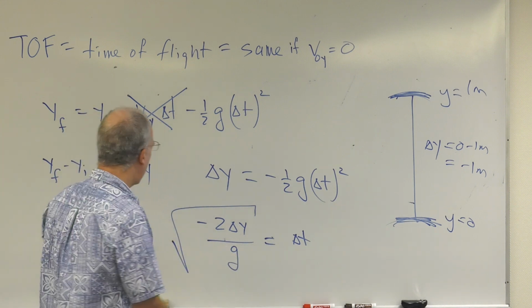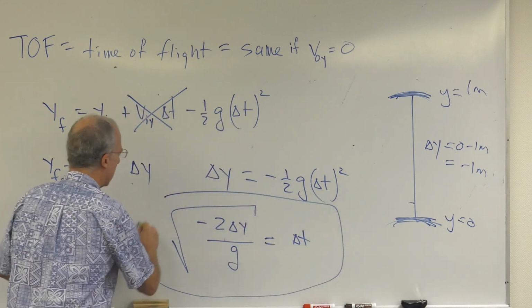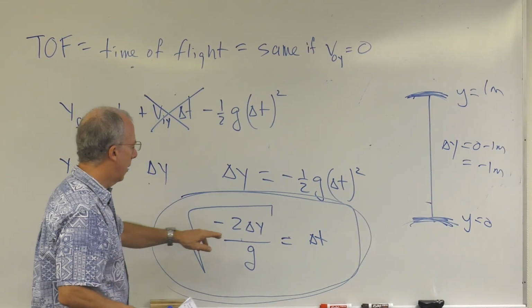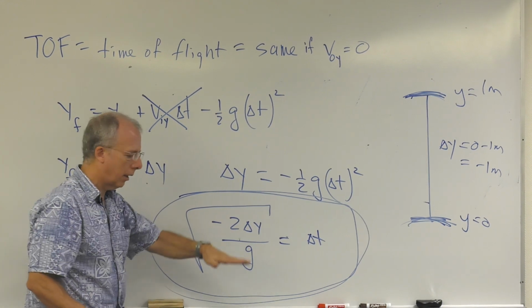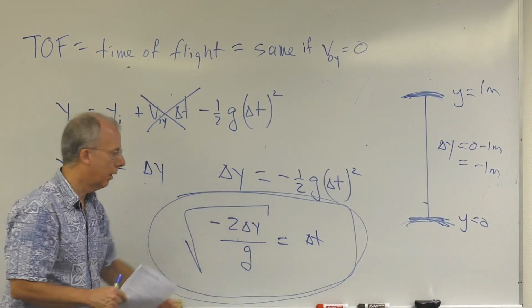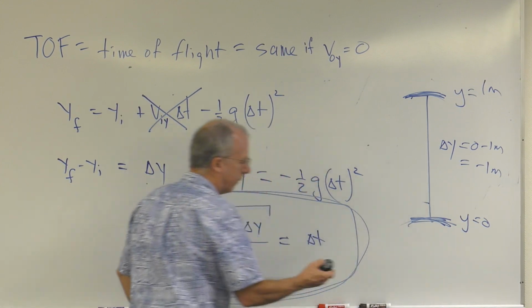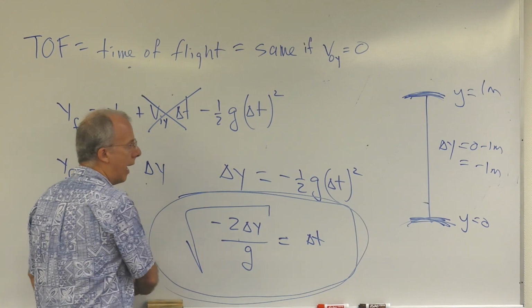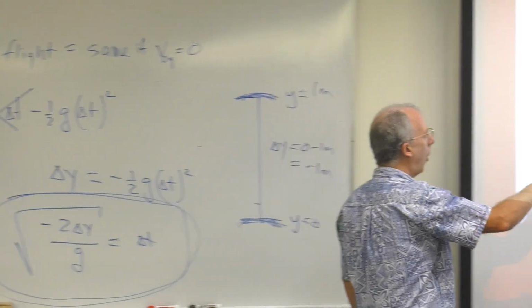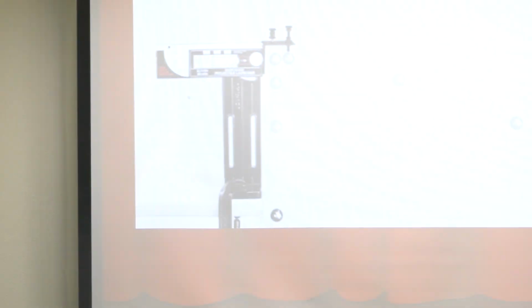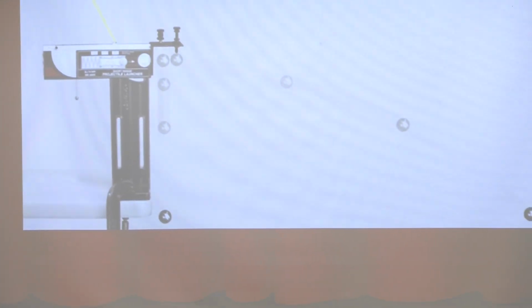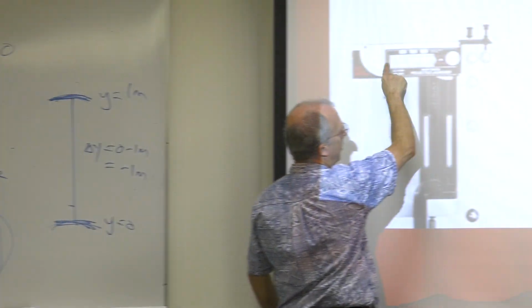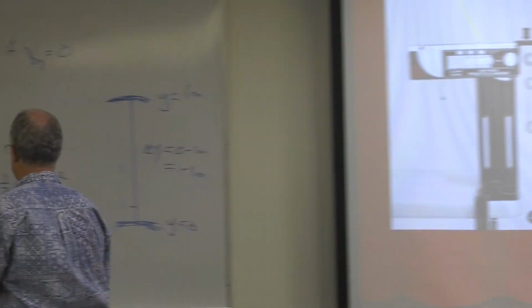Anyway, look at this. What does delta t depend on? All it depends on is the height of the projectile launcher. So the time it takes the ball to hit the ground only depends on this height, and of course g, but no kidding. It does not depend on the initial speed. It does not depend on Vx initial. All it depends on is the height.